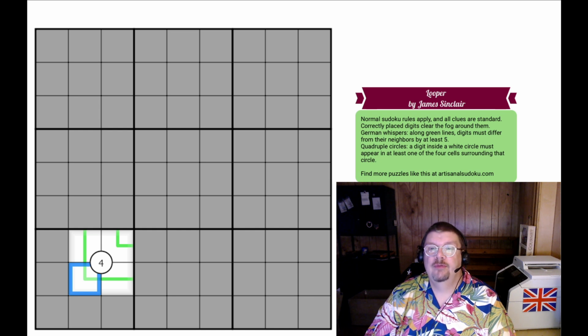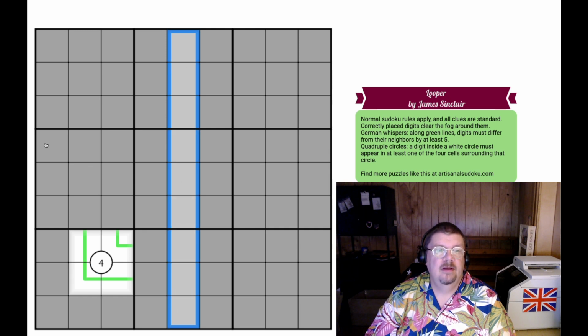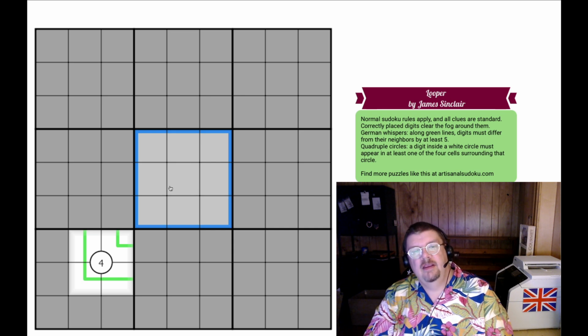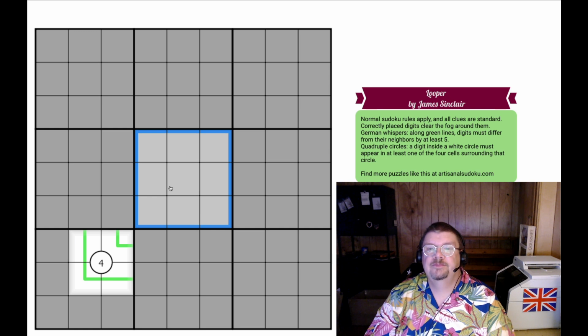With that, let's get on with the rules. Normal Sudoku rules apply, so we're going to place the digits 1 to 9 in every column, every row, and every 3 by 3 box. Correctly placed digits clear the fog around them. So if I correctly place a digit here, then all of these cells will have the fog removed and we'll be able to see the clues that are underneath the fog. The idea is that I shouldn't have to guess. I should be able to logically deduce every single digit, and that will help clear the fog.